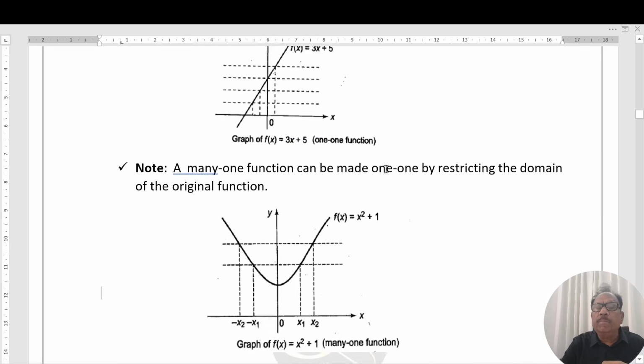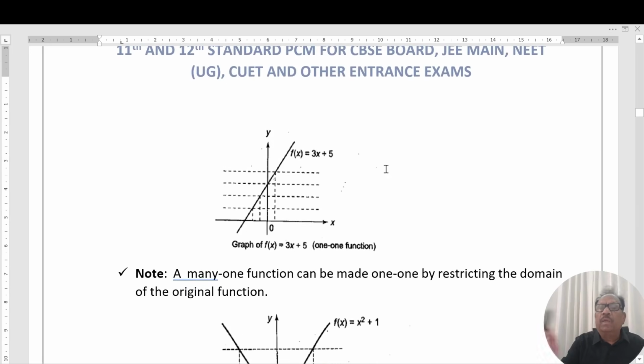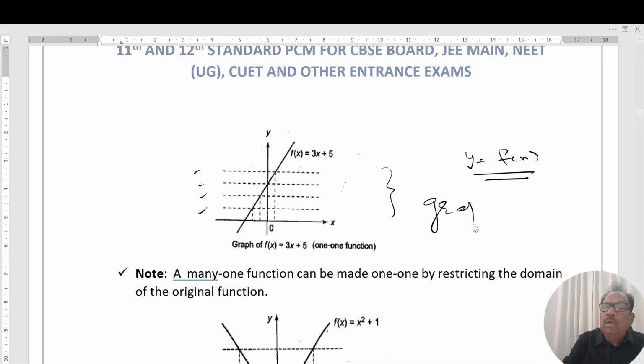We draw the line y equals f(x). These are the lines parallel to the x-axis, right? If each line intersects at only one point, then it is a one-one function, injective. If it intersects at more than one point, then it is not a one-one function. This is the graphical method.